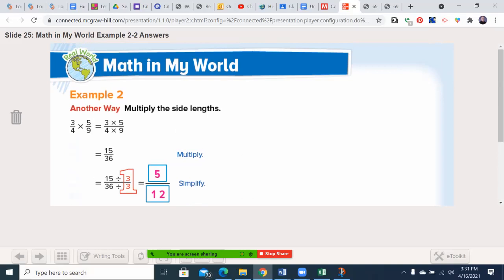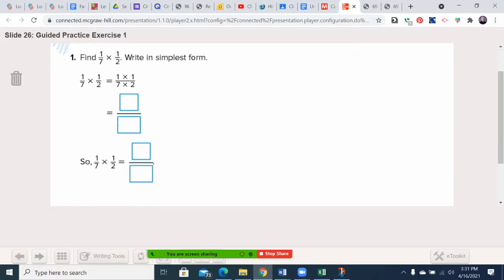How about some guided practice? Let's go do that. I would like you guys to try this problem. As normal, I would like you to pause the video while you work. Unpause the video when you're ready. You may pause the video now.